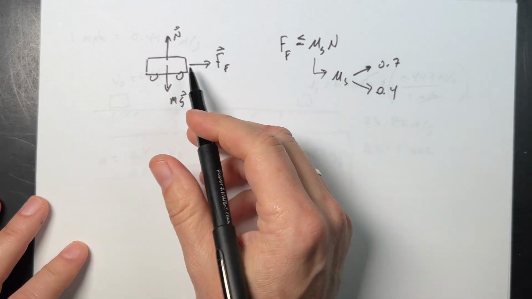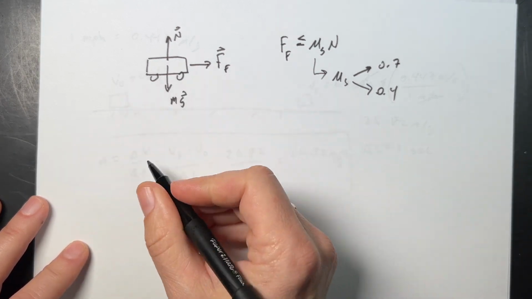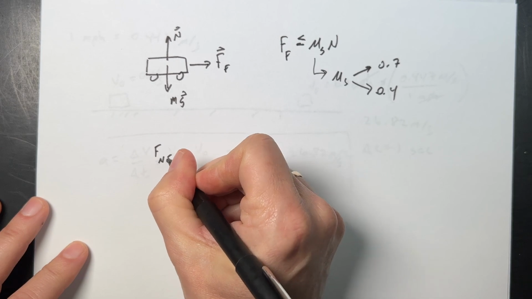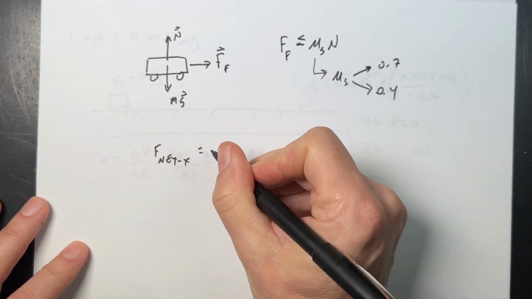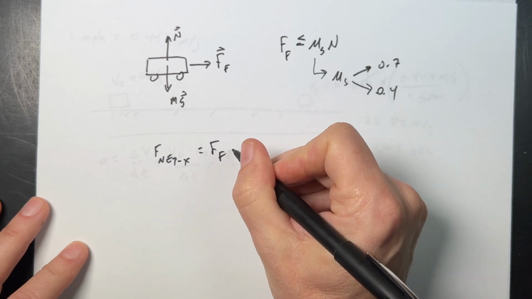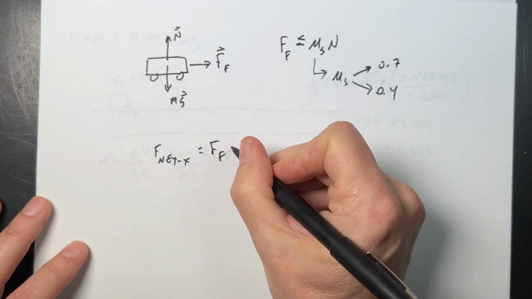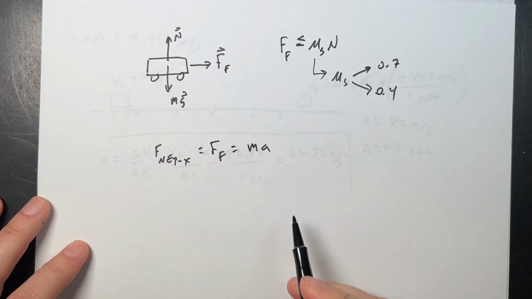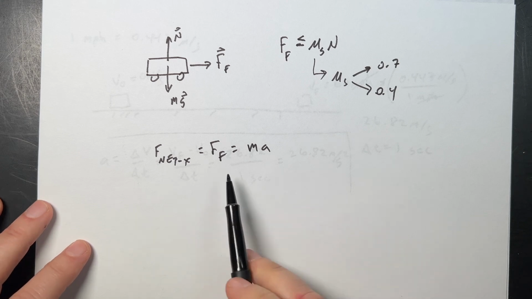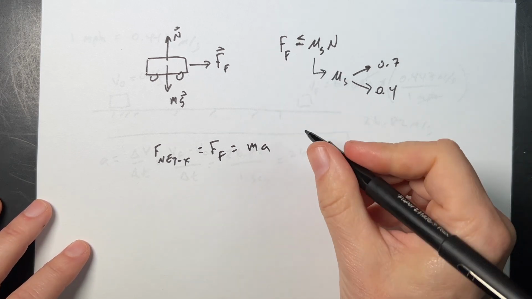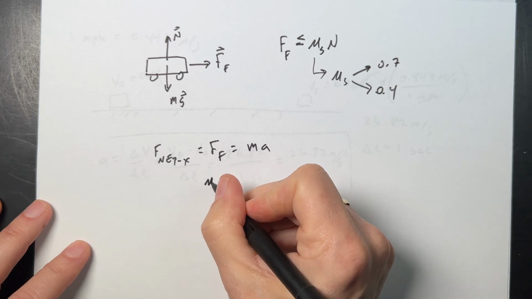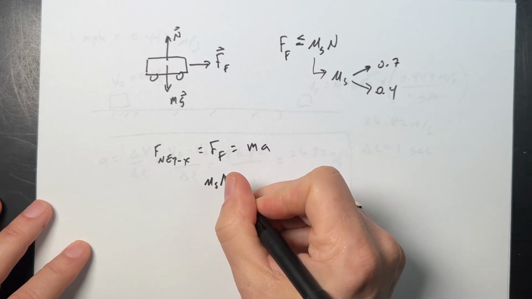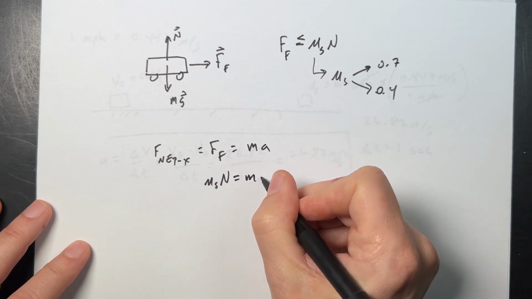Then I draw my Newton's second law in the x direction. I can say F net x equals the friction force. That's the only one in the x direction, and that's going to be the mass times acceleration in the x direction. I'm using scalars because we're in the x direction. If I put this as a maximum frictional force, then I have mu s, the coefficient of static friction, times the normal force equals ma.